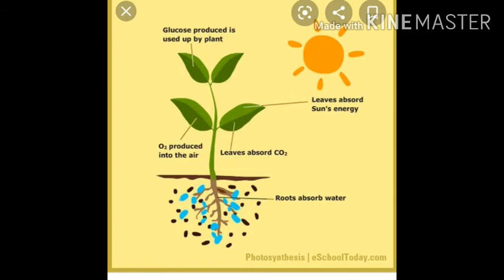Next important thing is carbon dioxide. Plants need carbon dioxide from the air in the form of gas. So they take in this gas through the stomata in their leaves during daytime.